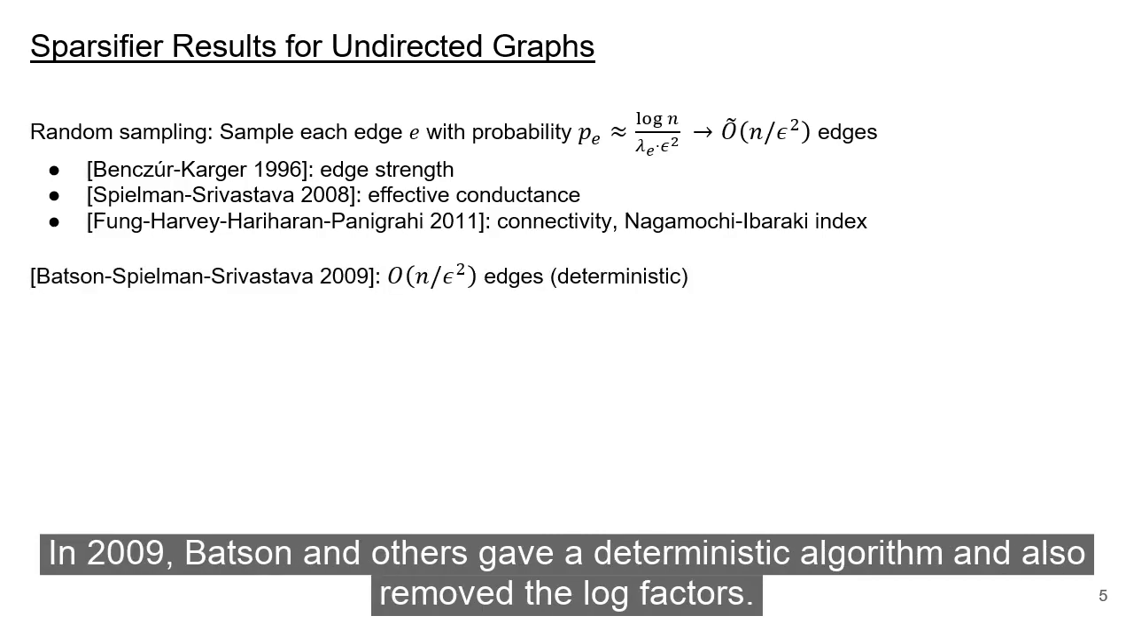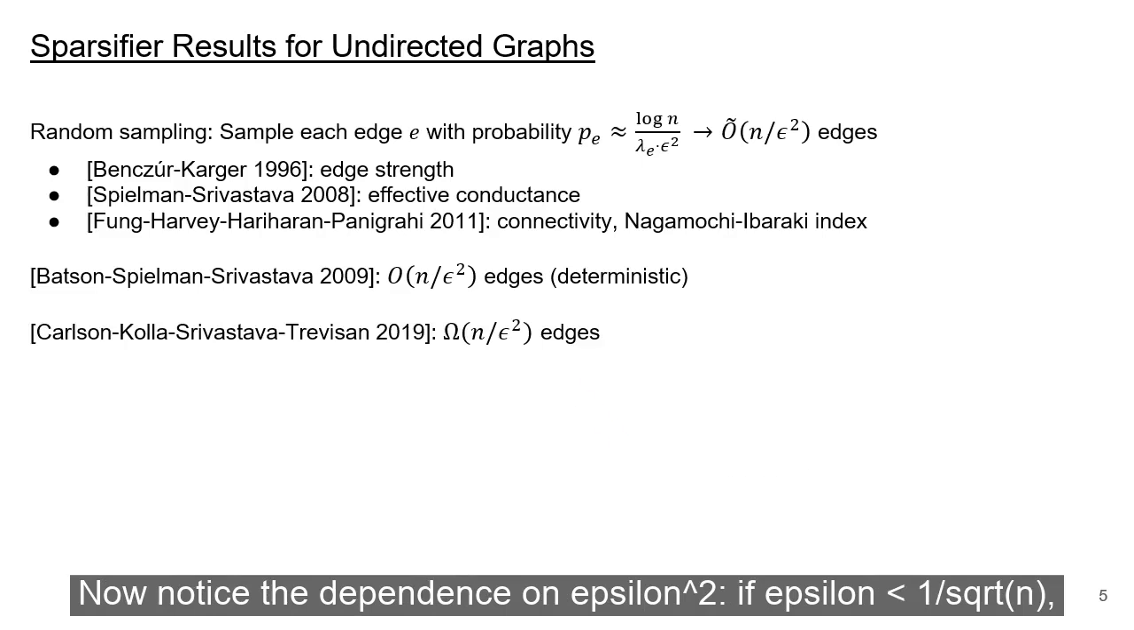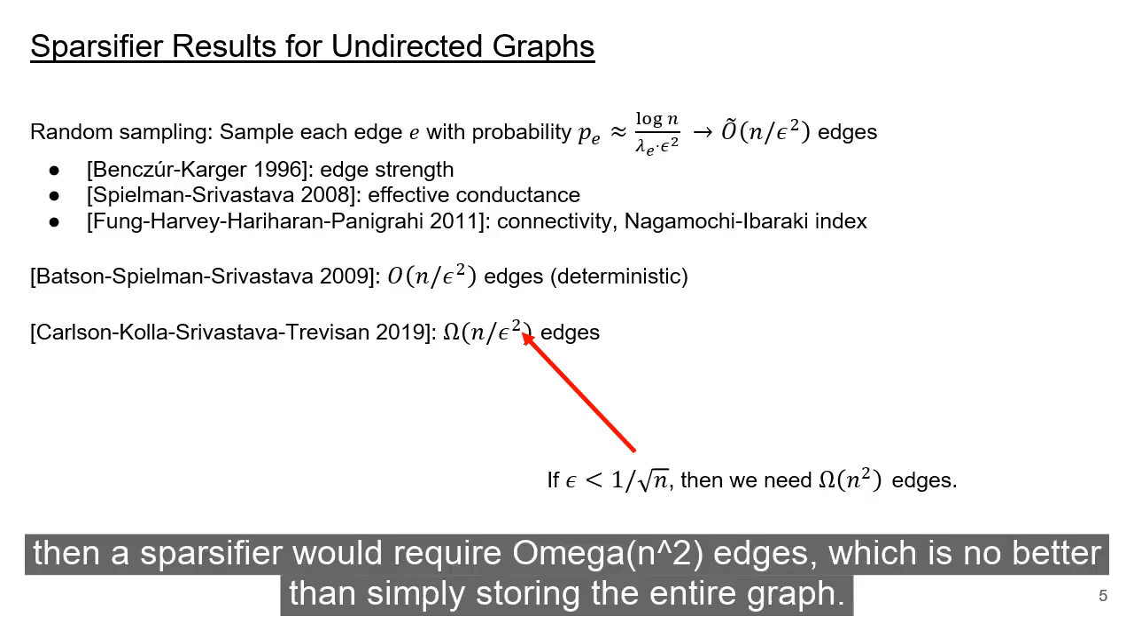In 2009, Batson and others gave a deterministic algorithm and also removed the log factors. And then more recently, Carlson and others showed that n over epsilon squared edges are required, so in some sense this question is resolved for undirected graphs. Now notice the dependence on epsilon squared. If epsilon is less than 1 over square root n, then a sparsifier would require omega n squared edges, which is no better than simply storing the entire graph.